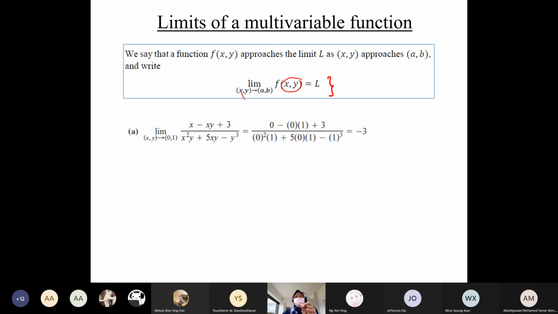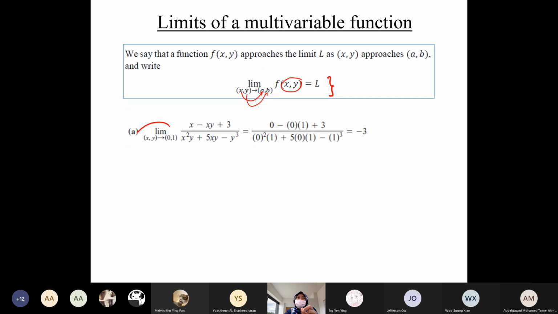So that means x is the limit to a, and y is the limit to b, for example. So it's equivalent to the limit here. For example, here you have the function x minus xy plus 3 divided by x squared y plus 5xy minus y cubed.